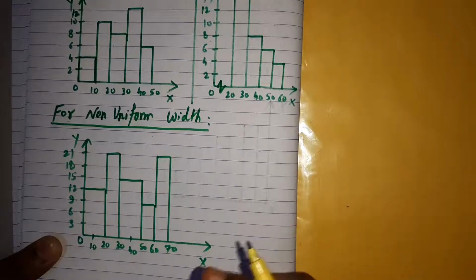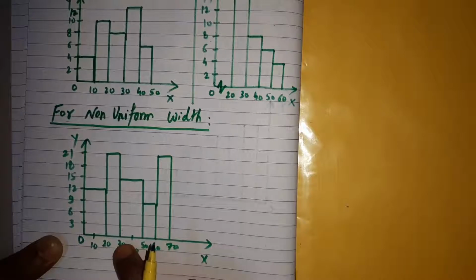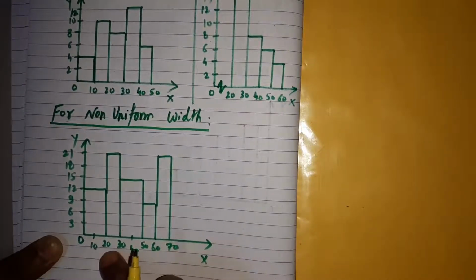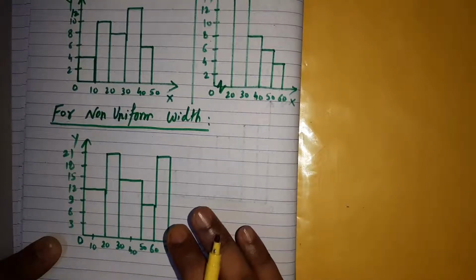But here the difference at the starting is 10, and later on the difference is also 10, so here we will not use kink. Okay, so I think this is clear.